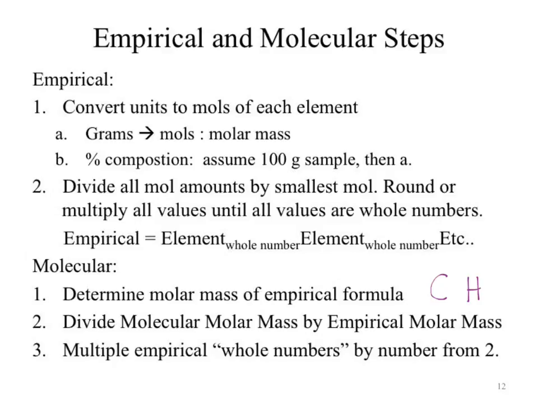What you will now do is divide the molecular molar mass by the empirical molar mass. Well, where did you get the molecular molar mass? It's given to you. When you do that division, you will now have a whole number. All you've got to do is multiply your empirical whole numbers by the whole number that came out of your calculation.